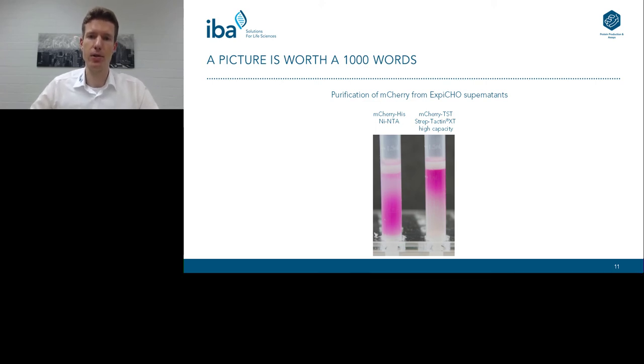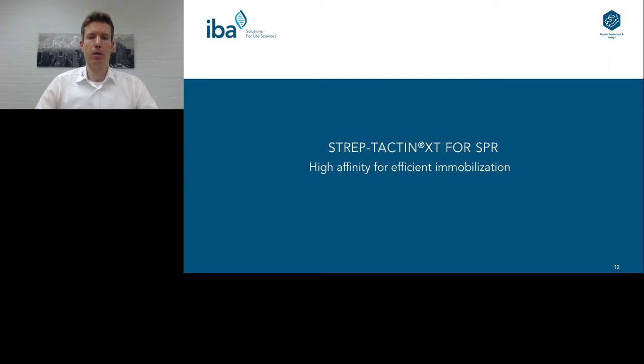On the left side, you can see the column from the beginning, from the HisTrap purification. And on the right side, you can see what happens if you directly load Expi supernatant spiked with the Twin-Strep-tag mCherry on the Strep-Tactin XT high capacity column. And you can see that here we have a very nice binding in the upper part of the column without any leakage of protein during the loading step.